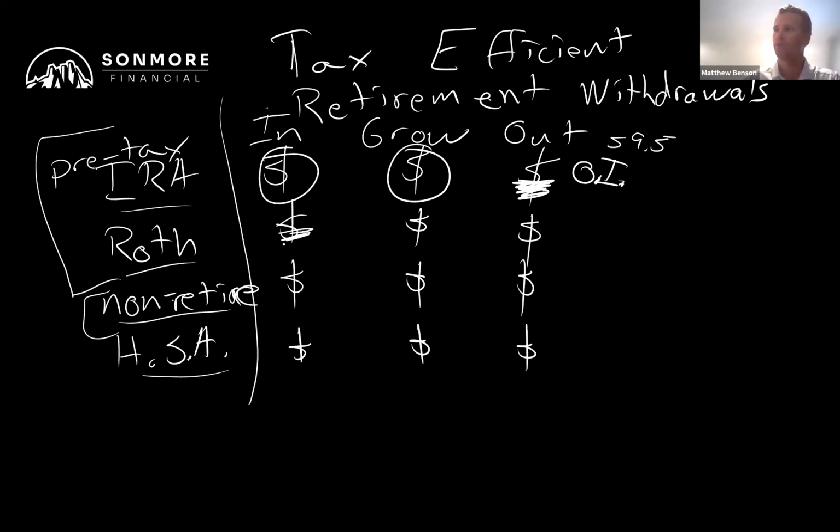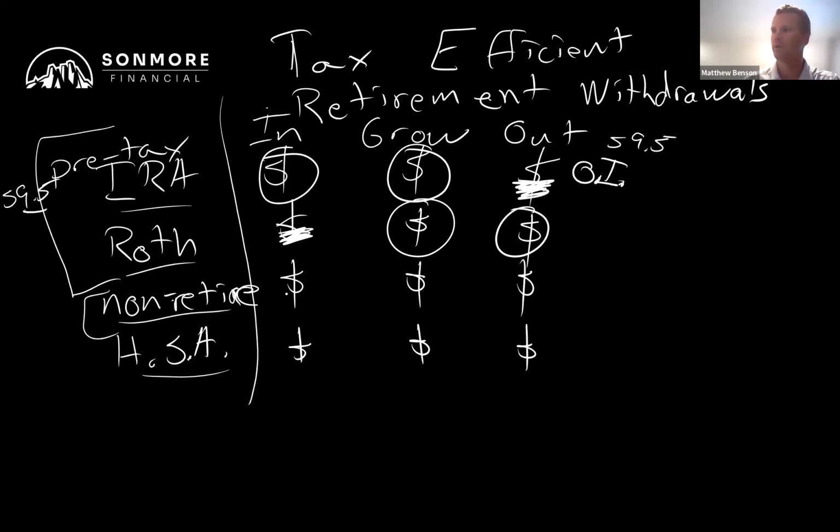Roth: put the money in today, no tax benefit. Make $100,000, you put 10,000 in, you're still taxed as if you made 100. That money then grows tax-free and comes out tax-free. The gains, the earnings, everything. So if you put 10,000 in and it grows to 30,000, you take 30,000 out with no tax consequence. Both of these, pre-tax and Roth, have the 59 and a half rules.